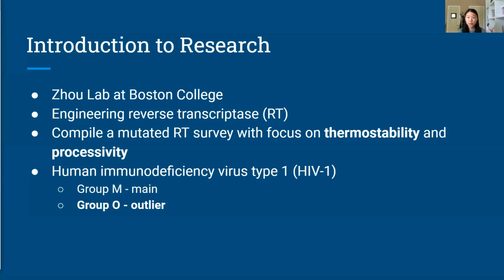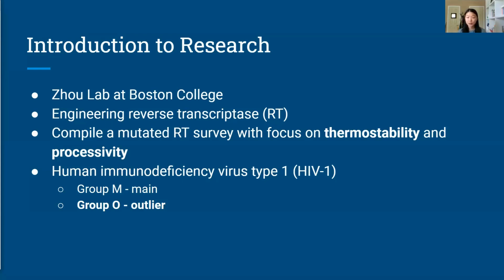So in order to achieve that goal, my role this summer in this lab was to compile a survey of mutated RTs with a focus on thermostability, which is the ability of an RT to function at a high temperature, and processivity, which is the ability of an RT to continuously read through a certain RNA strand and make DNA from that strand. And mainly, I focused on the RTs of human immunodeficiency virus type 1, or HIV-1.